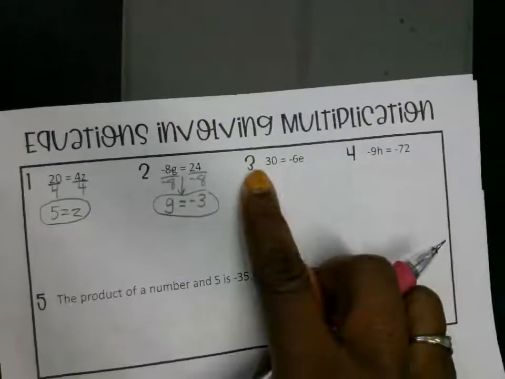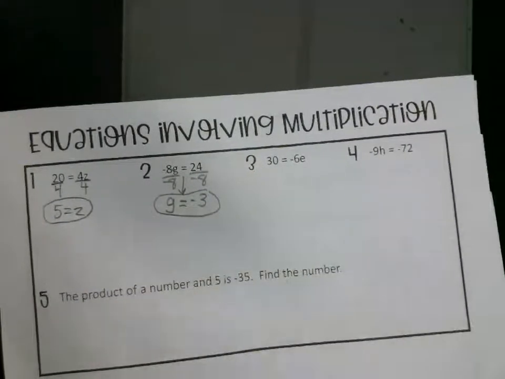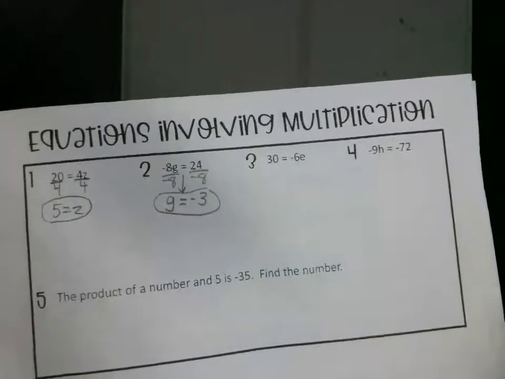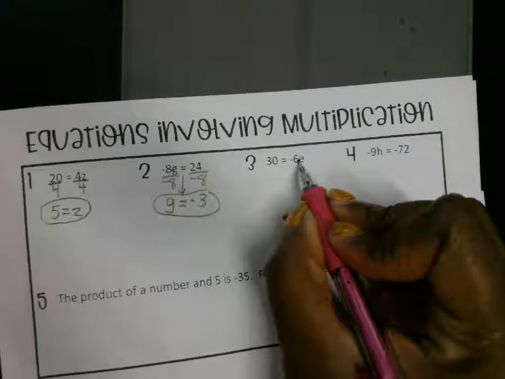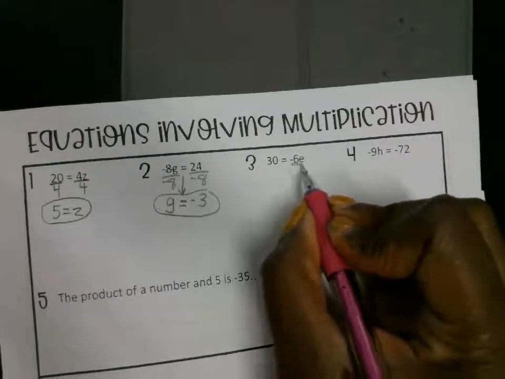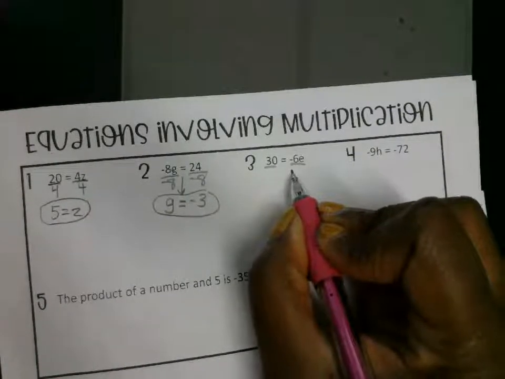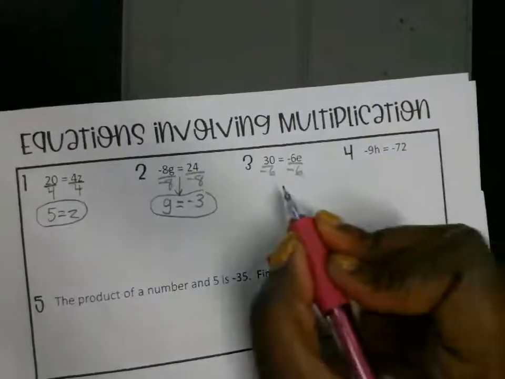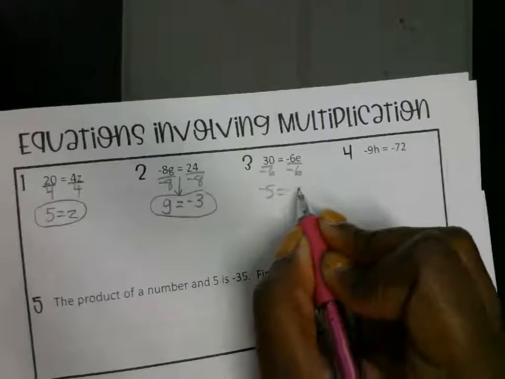See if you can do 3, 4, and 5 on your own. All right. This is multiplication. What are you going to do here? Divide by what? The -6. What's 30 divided by -6? -5.